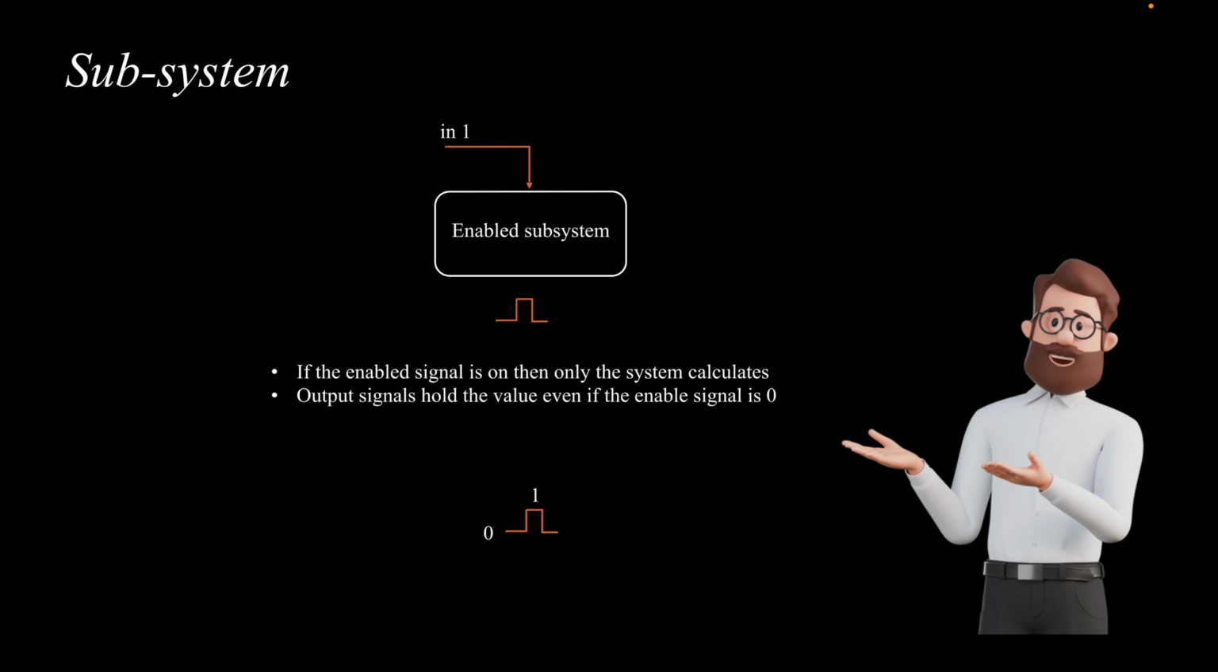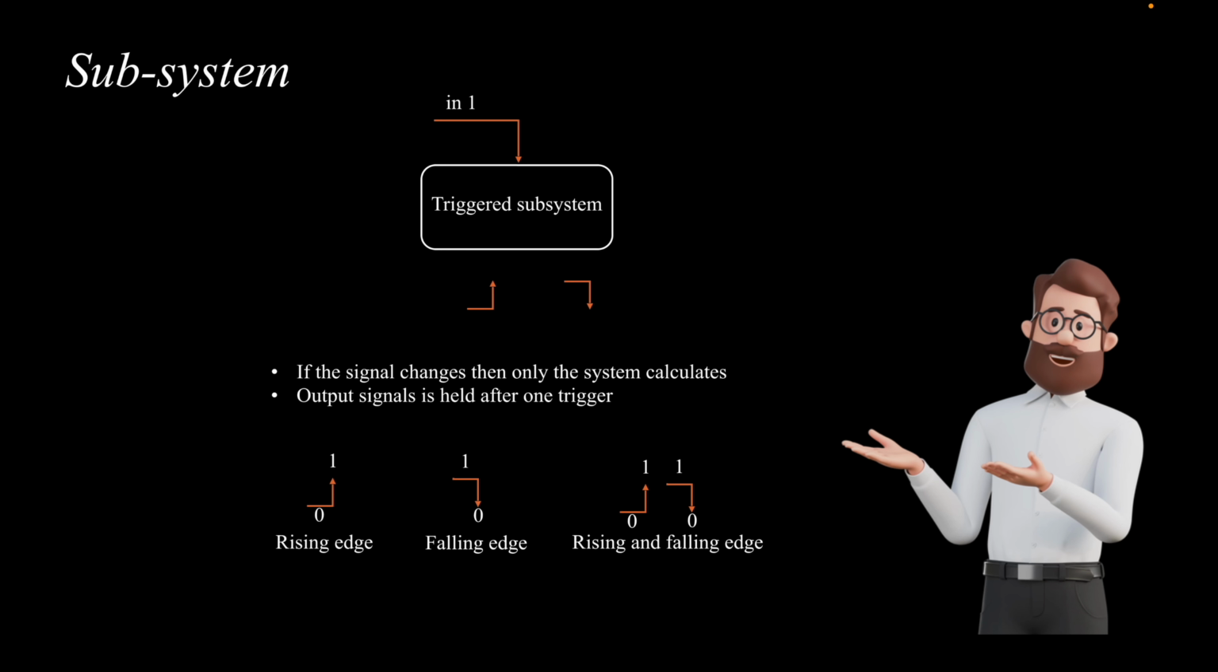Next is the triggered subsystem. In the case of a triggered subsystem, you will have two options. One is the rising edge, another is the falling edge. When the value is rising from 0 to 1, at that moment the calculation gets triggered. In that case, you can consider it a rising edge triggered subsystem. There could be one more possibility. If a signal is rising, then after some time it will fall, or it may not fall.